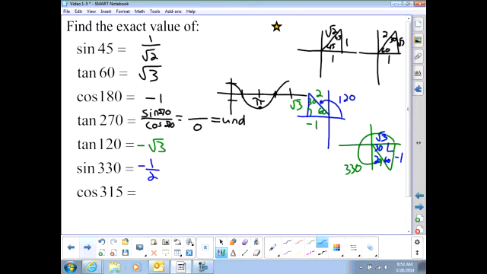And to finish it off, cos of 315, also in the fourth quadrant. If here to here is 315, that means we're falling 45 short of 360. So 45 is our reference angle. Across from our reference angle, we have a -1 because that side's going down. Across from our other 45, we have a +1 because that's moving right. And our hypotenuse is square root of 2. So now cosine, adjacent over hypotenuse, would be 1 over square root of 2. That makes sense. Cos should be positive in the fourth quadrant.